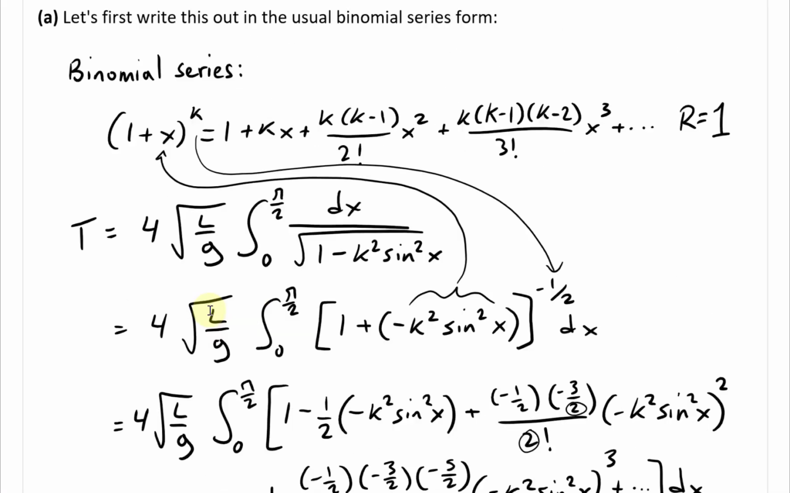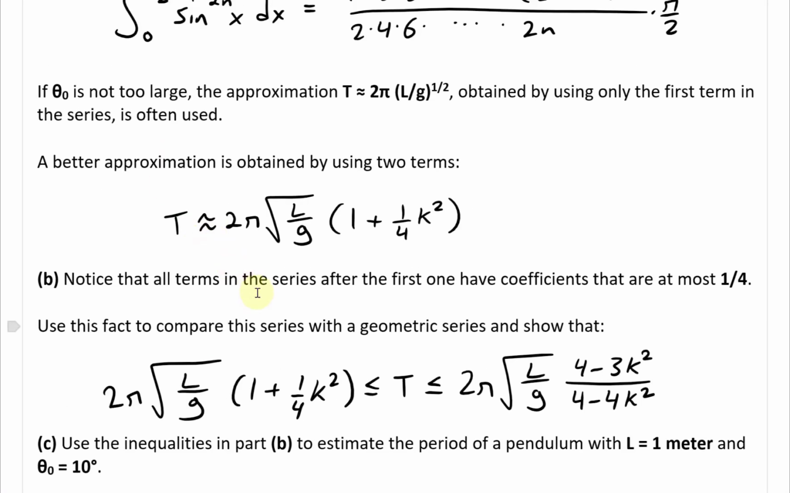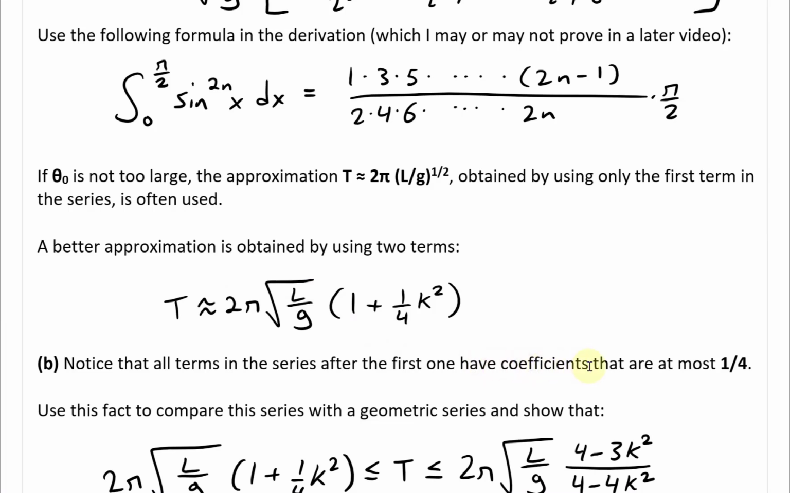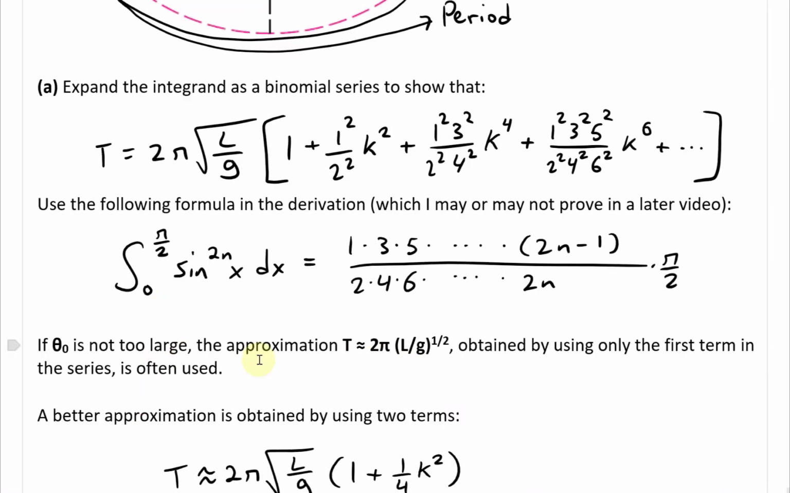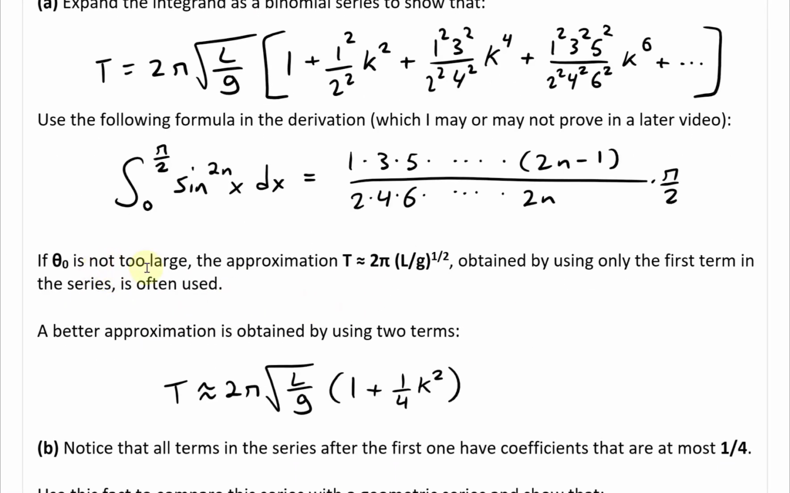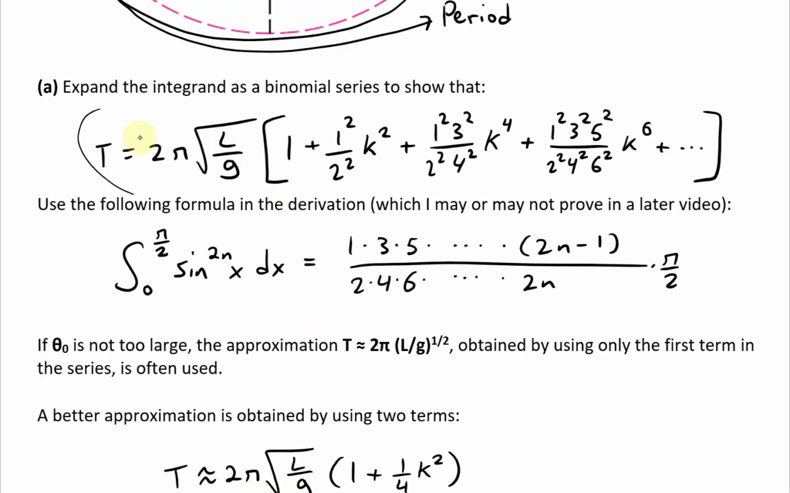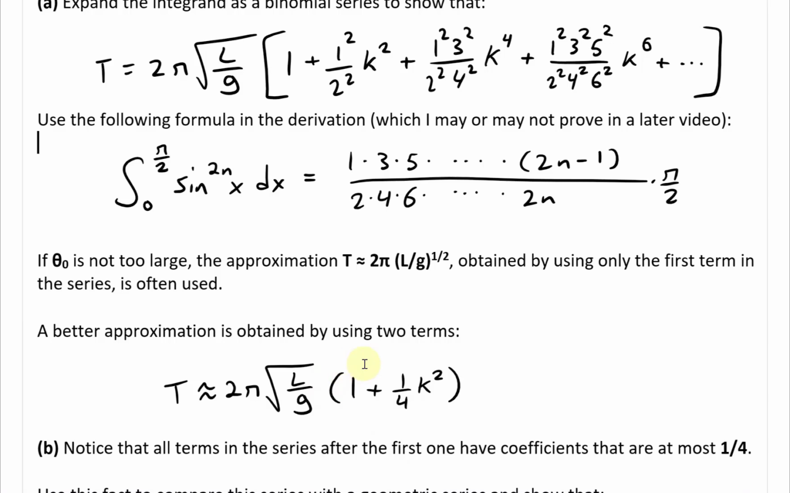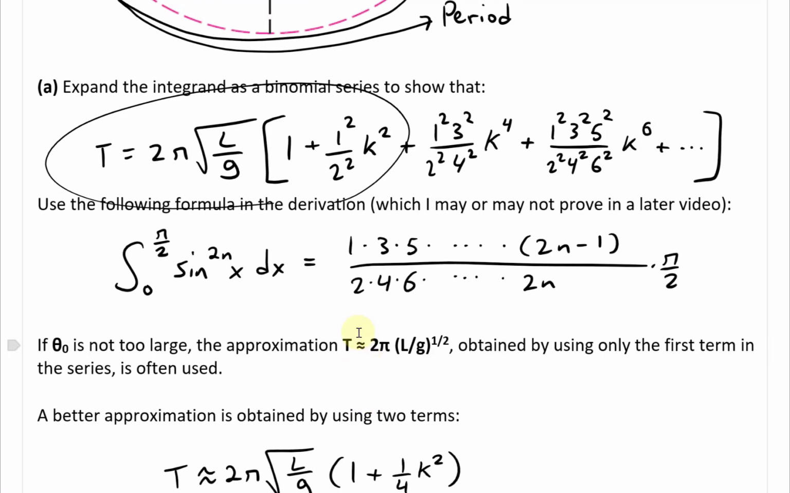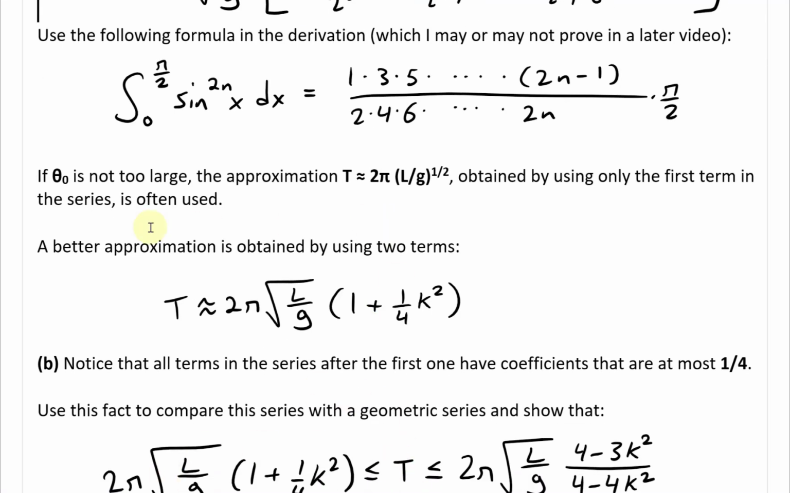Alright, now let's look at part B. Part B states, notice that all the terms in the series after the first one have coefficients that are at most 1 over 4, and this is alluding to the statement as well: if theta naught is not too large, the approximation T is approximately equal to 2 pi times square root of L over G, obtained by using only the first term in the series, is often used. That's using this one right here, as I alluded to earlier. A better approximation uses 2 terms, which is using this over here. So the 2 squared is 4, and that's using the 2 terms.